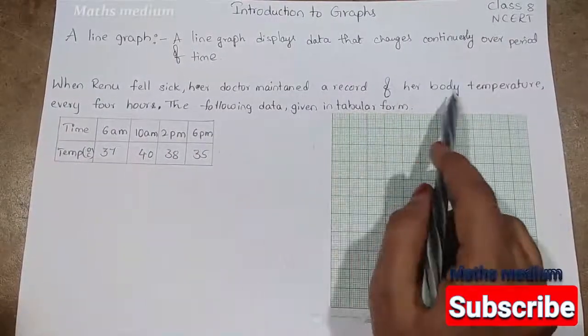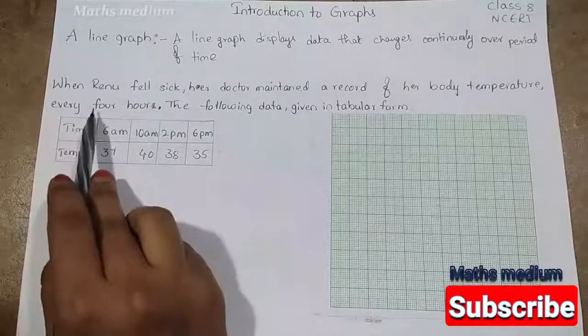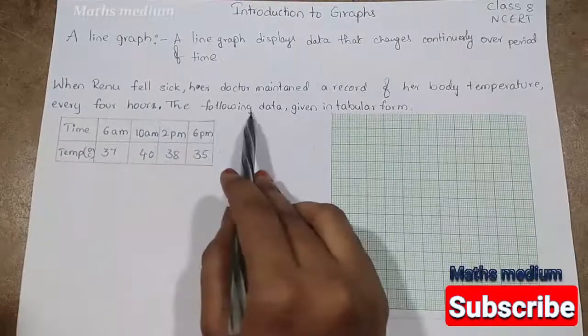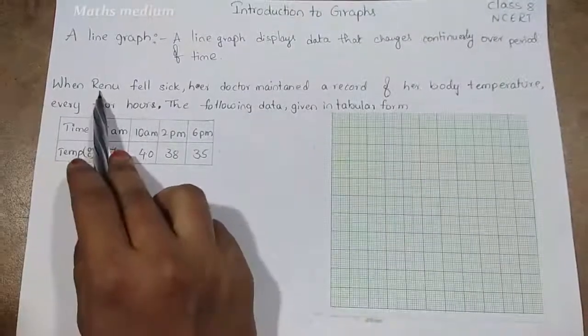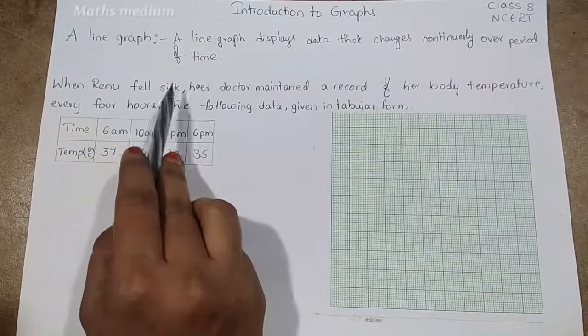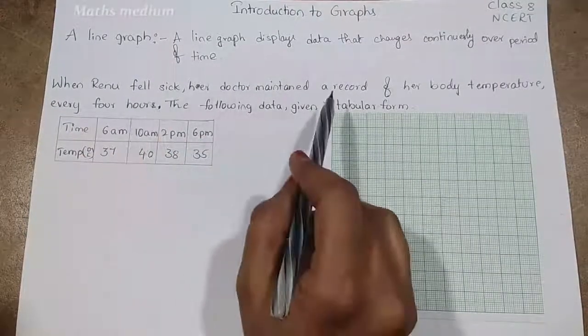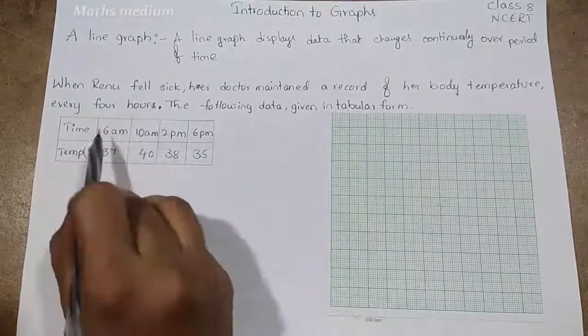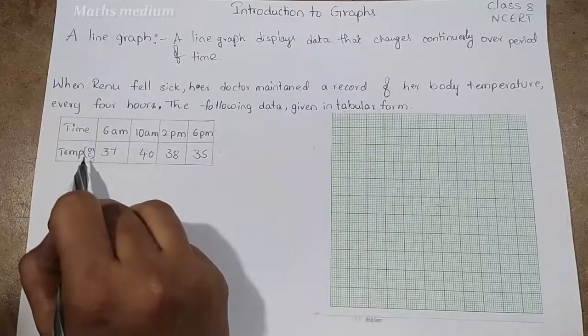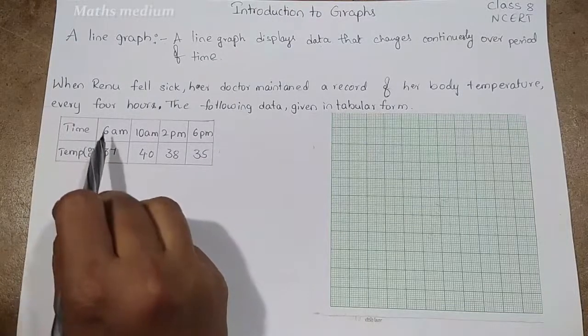record of her body temperature every 4 hours. The following data is given in a tabular form. So here the example is Renu fell sick and her doctor recorded her body temperature every 4 hours. So here time and temperature. This is in degrees Celsius and this is time.